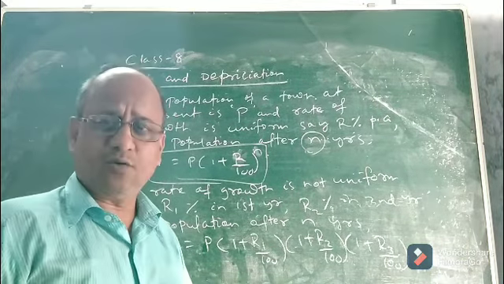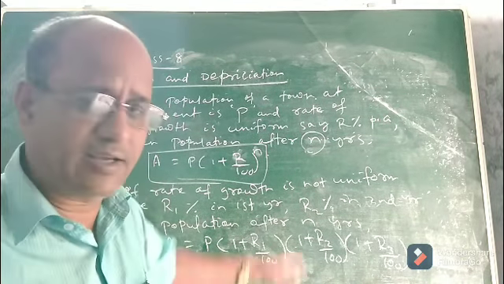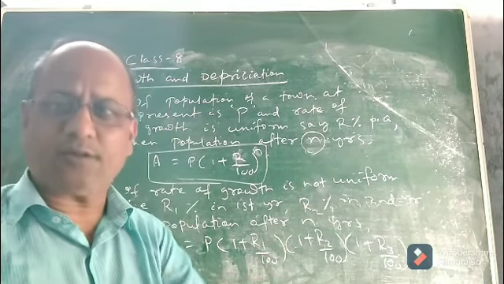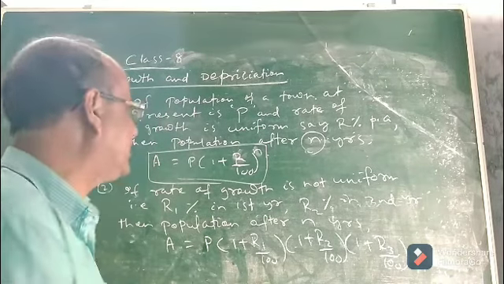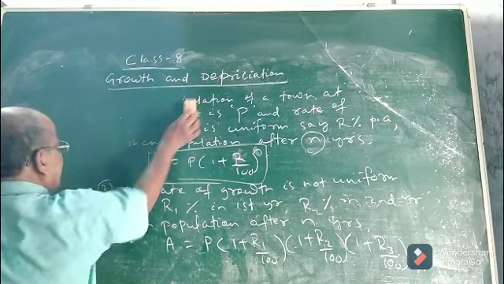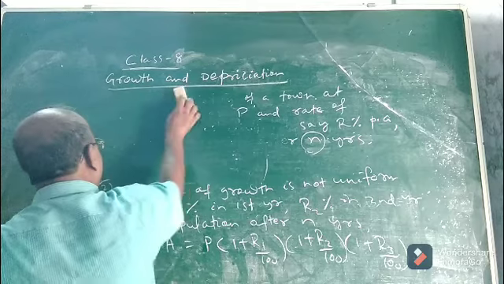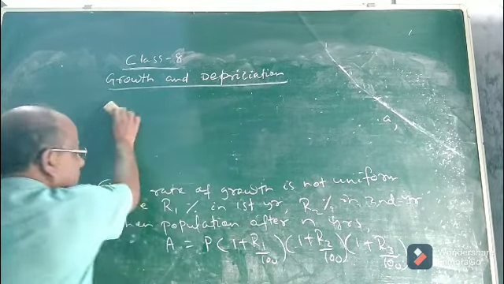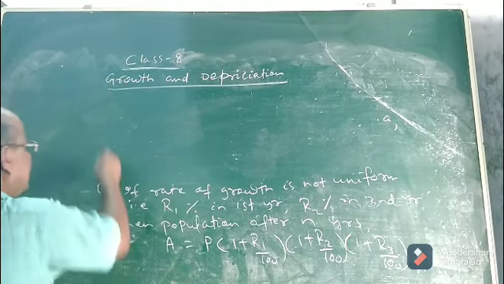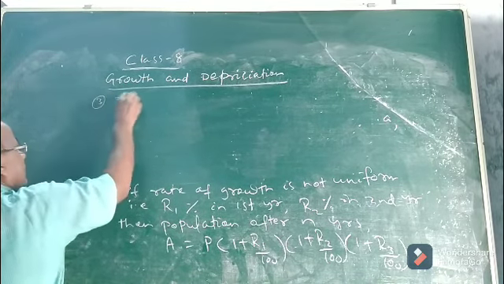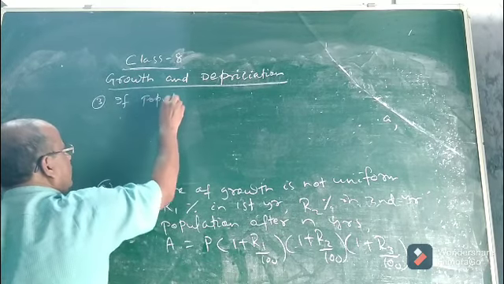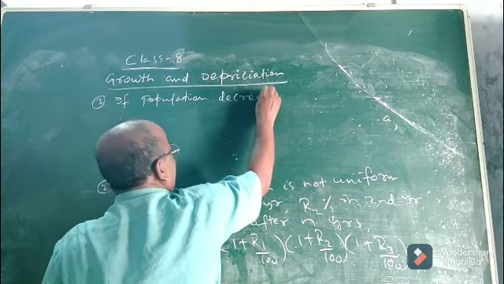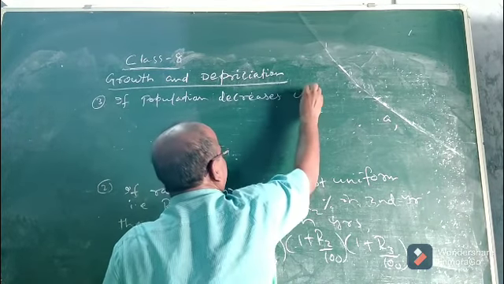Okay, now you can say, suppose the population decreases. This is the case where the population increases. It may so happen that the population also decreases. Suppose the population decreases at a uniform rate, say R% per annum. If the population of a town decreases uniformly.